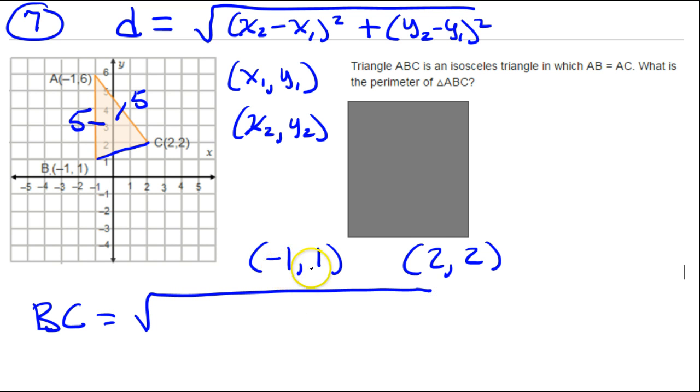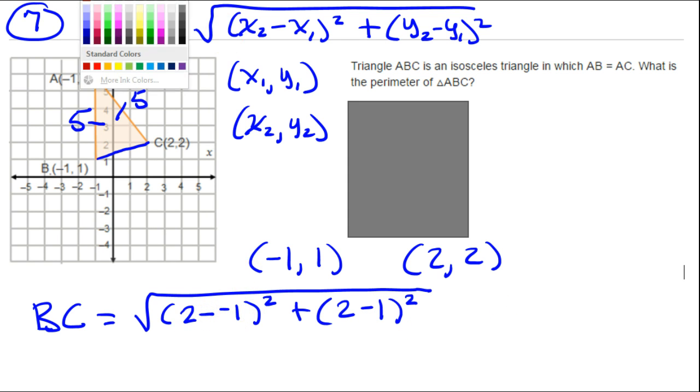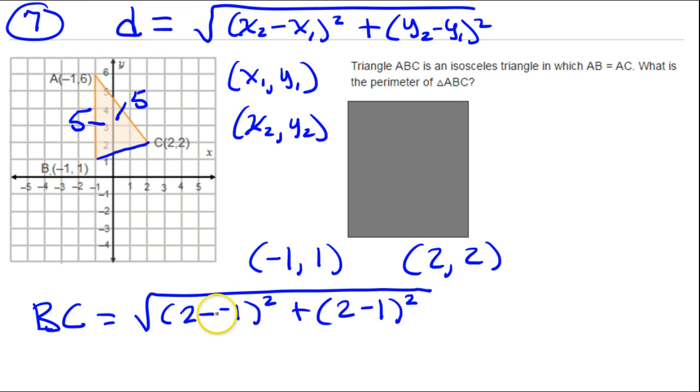Okay, so we're supposed to do x minus x. So I'm going to do 2 minus negative 1, squared. Now I'm going to do y minus y. So that'll be 2 minus 1, squared. Now anytime you have minus and negative like that, I encourage you to remember that this is the same as addition. So 2 minus negative 1 is really just 2 plus 1.